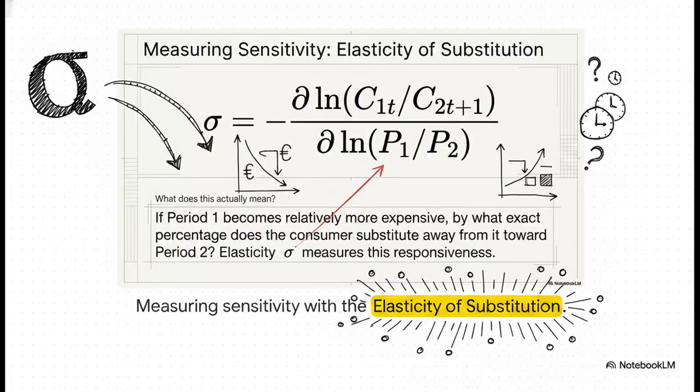That's where elasticity comes in, represented by the Greek letter sigma. It measures exactly this responsiveness to changing relative prices. I know, the formula can look pretty intimidating with the partial derivatives and natural logs, but conceptually, it's just asking a simple question. For a 1% change in the price ratio between today and tomorrow, what is the exact percentage change in your consumption ratio?